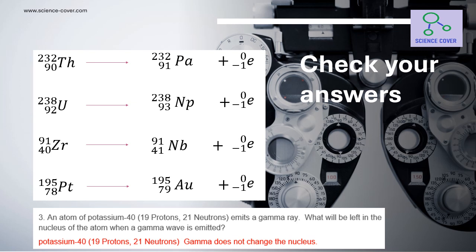An atom of potassium 40 emits a gamma ray. What will be left in the nucleus of the atom when the gamma wave is emitted? Well, since the gamma wave does not change the nucleus, we're still left with 19 protons and 21 neutrons, so it's still potassium 40.